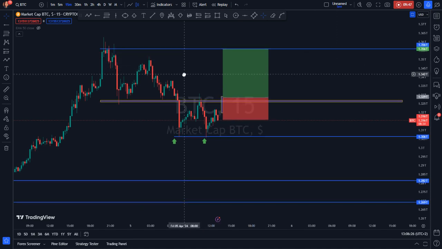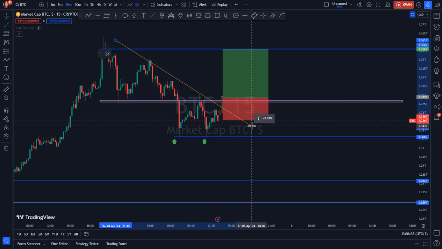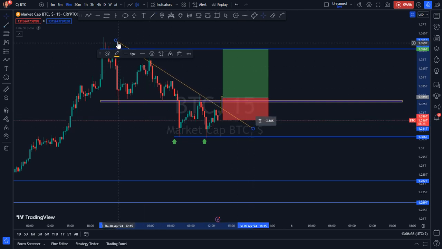You can share your thoughts when you see this analysis. I am out. Or you can even say it's a flag on the breakout of this trend line, something like that. But yeah, same thing.